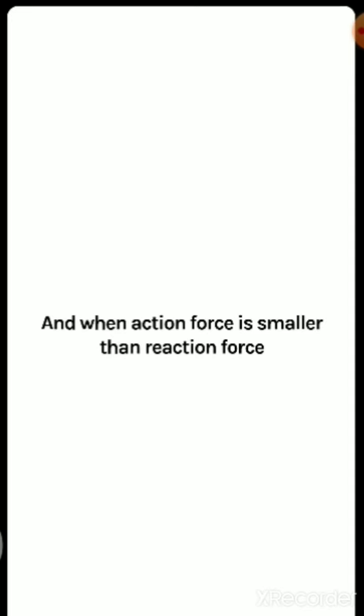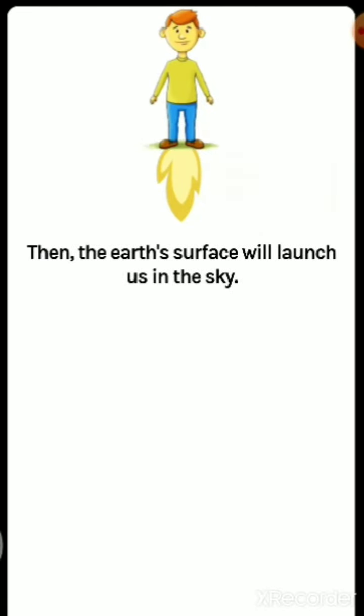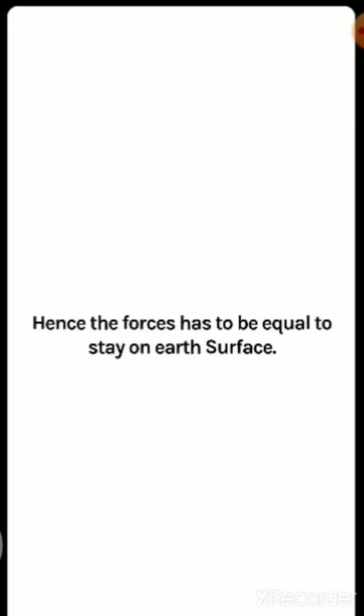And when the action force is smaller than the reaction force, then what will happen? Then the earth's surface will launch us in the sky. So the action force which we are applying on the surface of the earth is less than the reaction force by the surface of the earth on us, which is more. Then in that case, the earth's surface will launch us in the sky. Hence the forces have to be equal to stay on the earth's surface. What do we conclude from that? The forces must be equal to stay on the earth's surface.